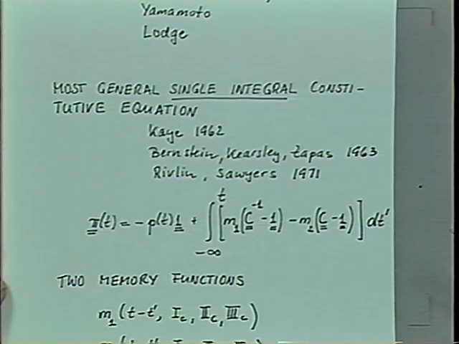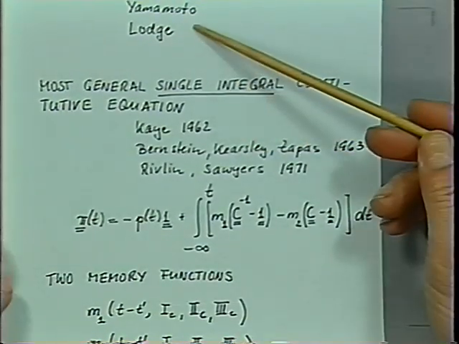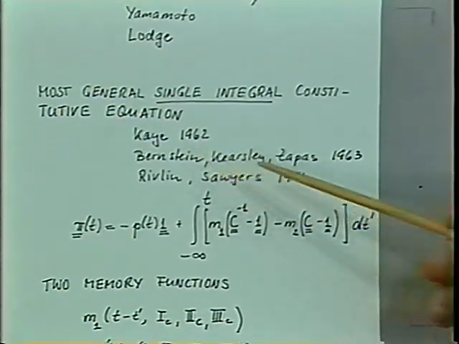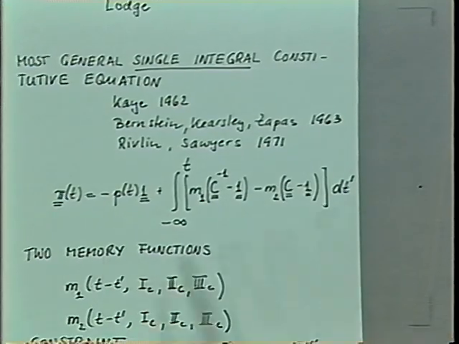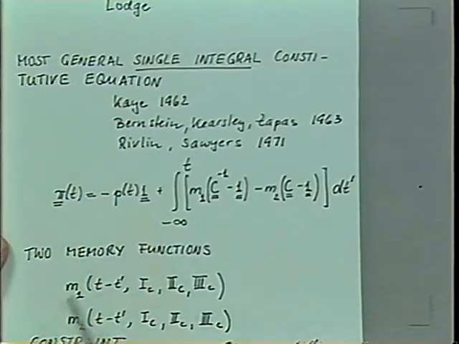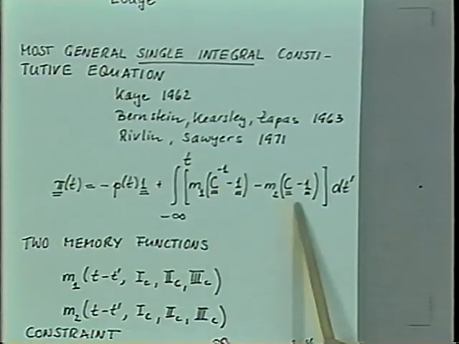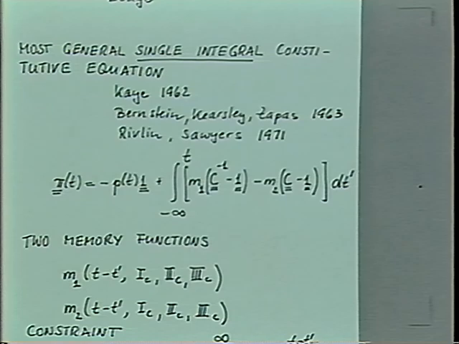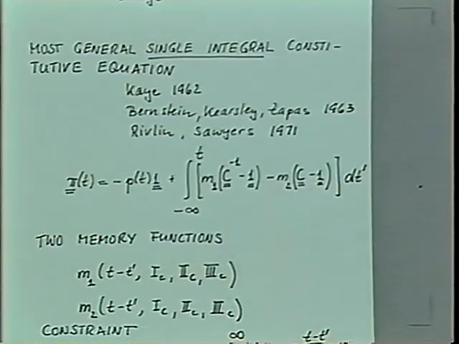So the most simple model is the one proposed by K, and also by those people here, but recently K, Bernstein, Kearsley, and Zapas, and by Rivlin and Sawyers, and it goes something like this. You have the stress given by an isotropic contribution plus a contribution of the Finger strain tensor plus a contribution of the Cauchy strain tensor, and since this is negative, we would have a minus sign here. I want to point this out. This is important. Or you change order here, 1 minus Cauchy tensor, and then this would be plus.